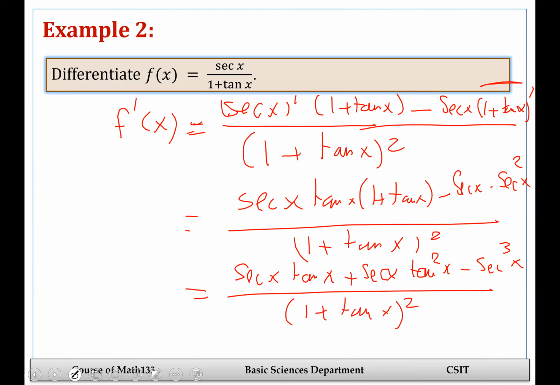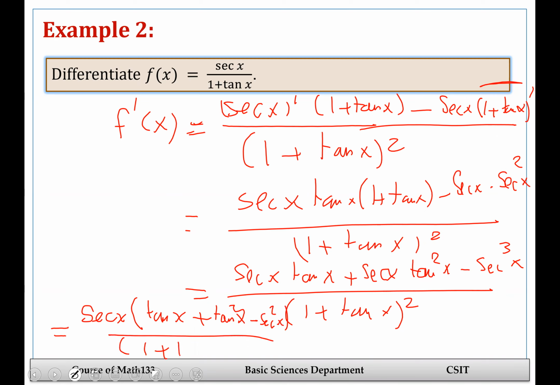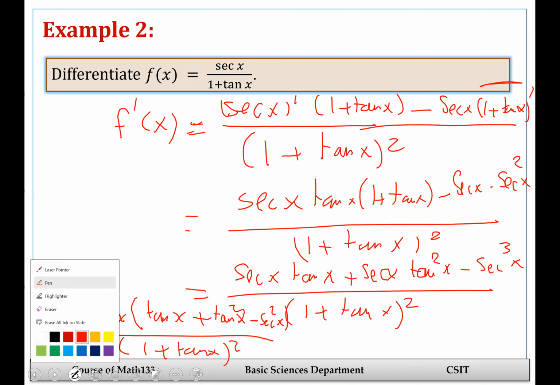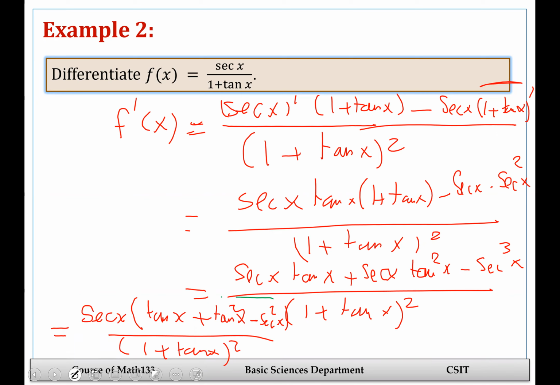So it will be equal to, I will continue here, I will put secant x common factor. So tan x plus tan squared x minus secant squared. All these divided by 1 plus tan x squared. And you see here, I will change just the color to make it clear. I have tan squared minus secant squared.